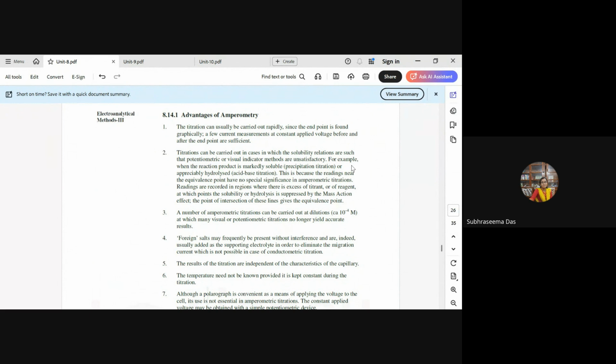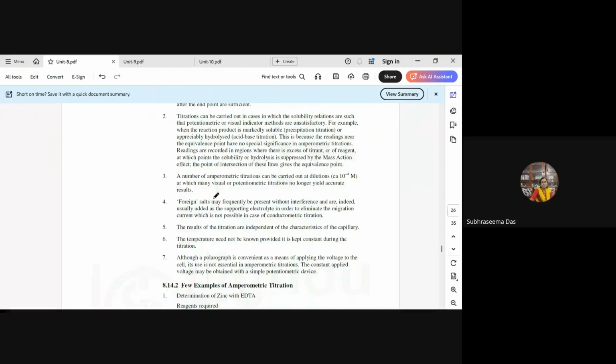This is because the readings near the equivalence point have no significance in amperometric titrations. Readings are recorded in regions where there is excess of titrant or reagent, and then the point of intersection of the lines gives the equivalence point. A number of amperometric titrations can be carried out at dilutions of the order of 10 to the power minus 4 molar, at which visual or potentiometric titrations can no longer yield accurate results.